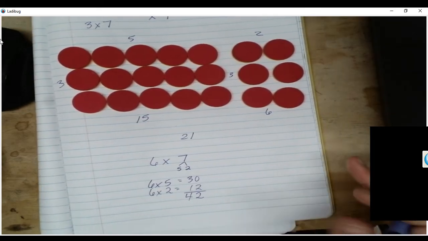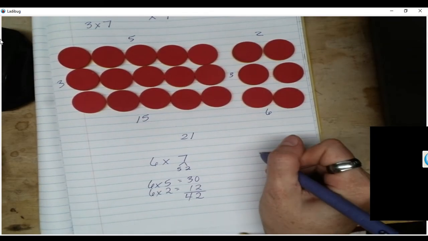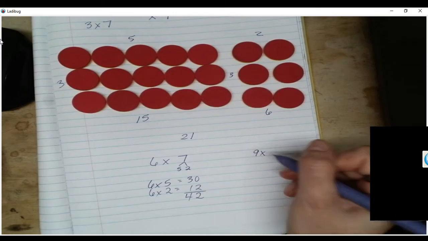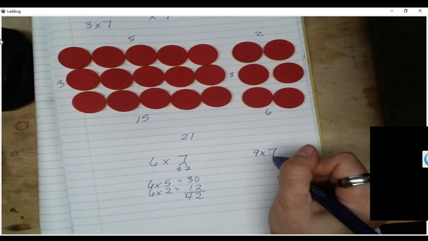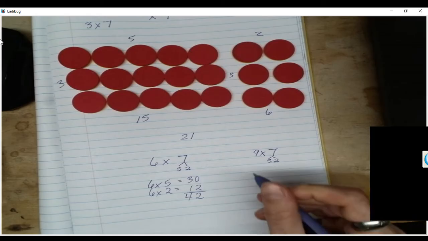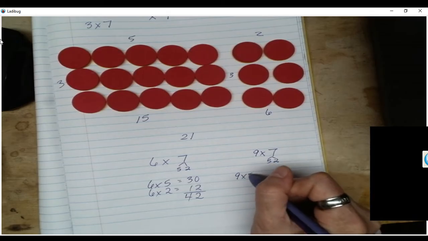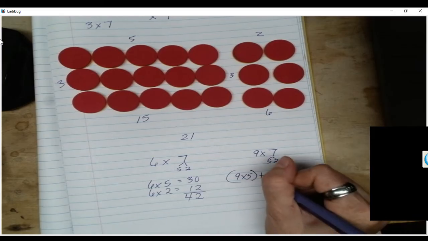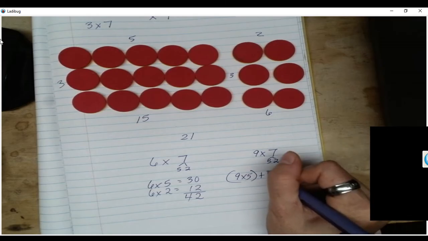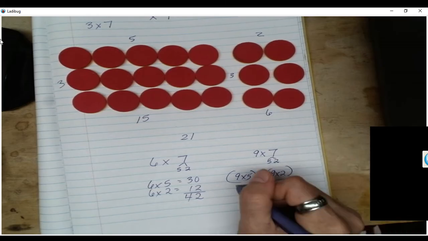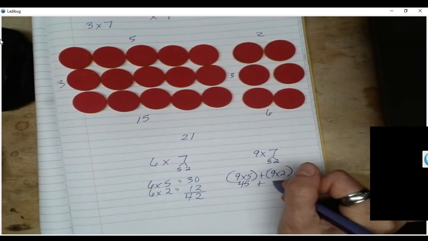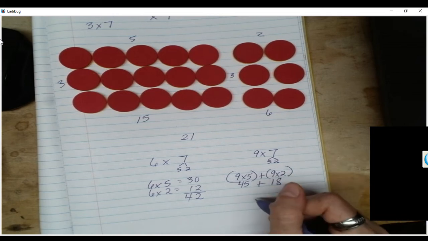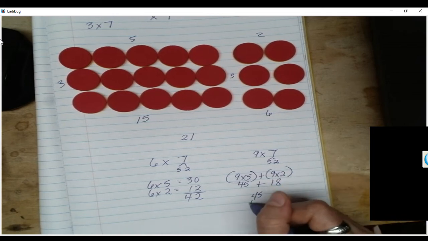Another way to organize that, we could do 9 times 7. So breaking that up in that 5 and that 2. So now I could say 9 times 5 plus 9 times 2. So we have 45 plus 18. So then if you would like to stack, you can.